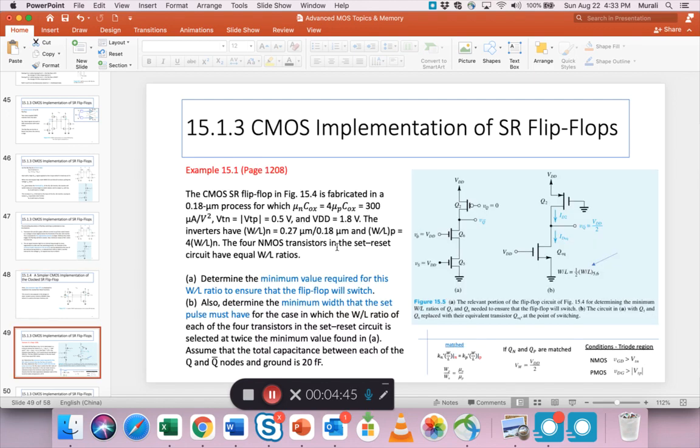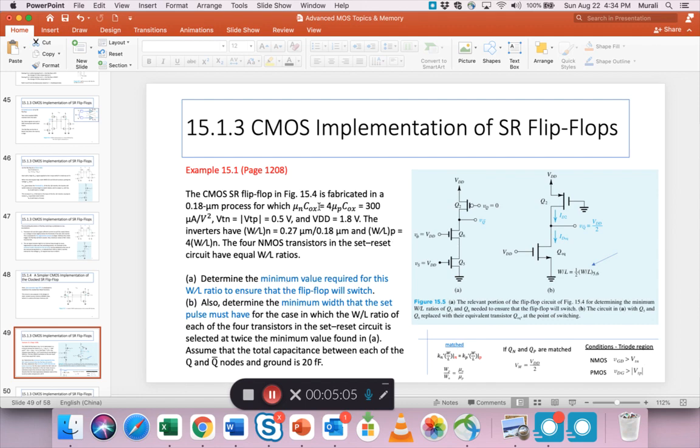The 4 NMOS transistors in the set reset circuit have equal W by L ratios. So they are all the same W by L. But what is that W by L is the question. So determine the minimum value required for this W by L to ensure that the flip-flop will switch. Okay, so let's look at part A first.